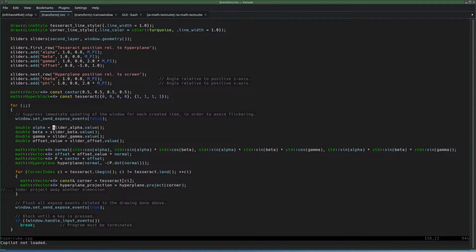I'm just gonna do, I can declare here slider alpha, return it and then store that on the stack. But well, let's just do sliders dot value 0. The first slider that was added.